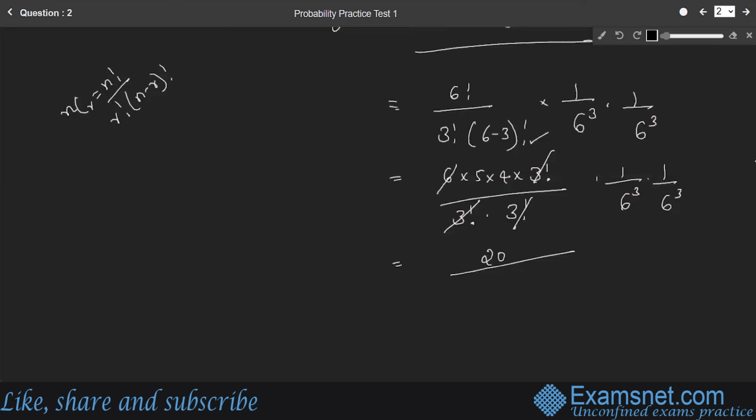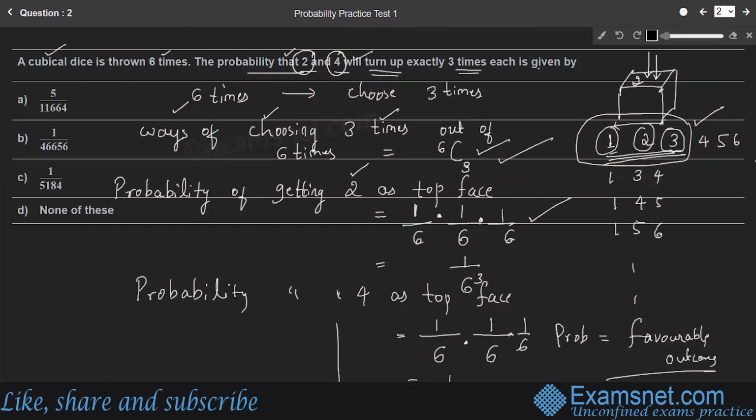So you will get 216 into 216, so 46,656. So 20 by 46,656, both the numbers are divisible by 4. So 4 into 5 is 20, and 46,656 by 4 is 11,664. This is the probability that 2 and 4 will turn up exactly 3 times.